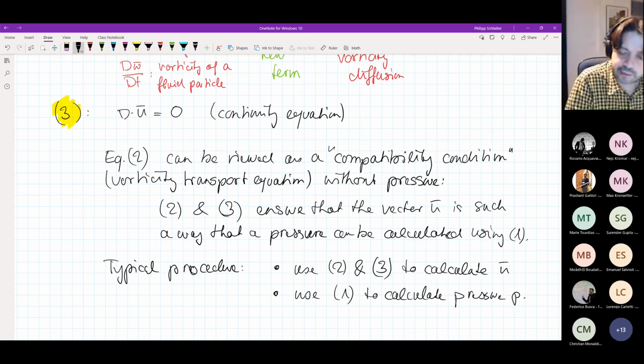But again, the important thing here is that the vorticity transport equation is not a new equation. It's just a reformulation of the Navier-Stokes equation where the pressure is not present. But of course, if you want the pressure, you need to calculate it afterwards.